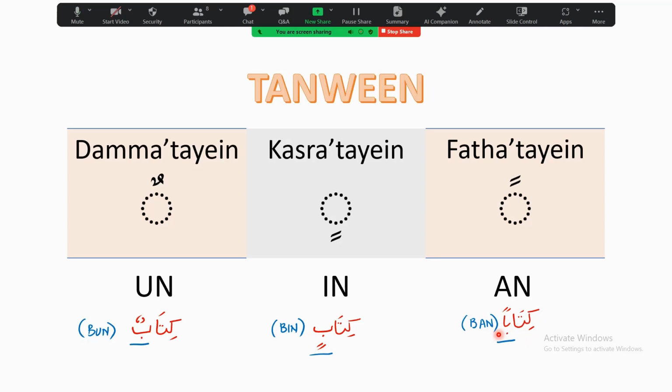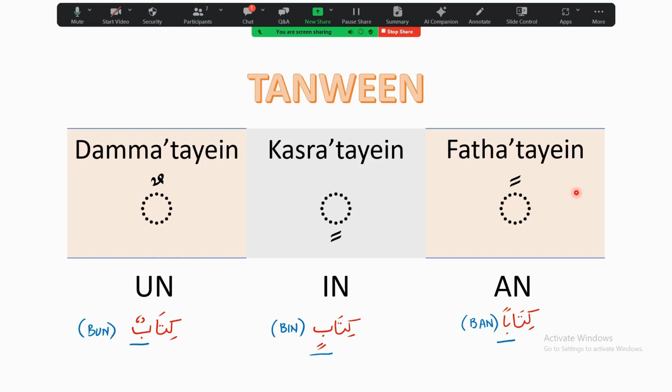Kitaban. In the next example, I'm saying kitabin. The in sound is at the end, along with the letter on which this kasratain was placed. So we say kitabin, bin at the end. And in the last example, there is kitabun, ba letter at the end, and there is dhammatain tanween on it. So we say bun, kitabun.